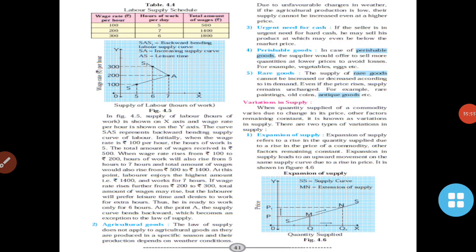The fifth point says rare goods. The supply of rare goods cannot increase or decrease according to demand. Even if the price rises, supply remains unchanged. For example, rare paintings, old coins and antique goods.